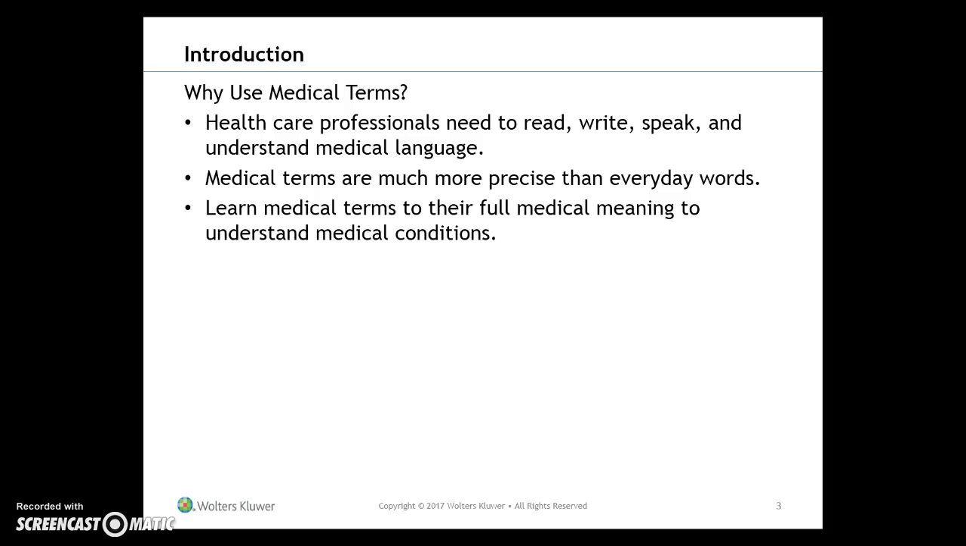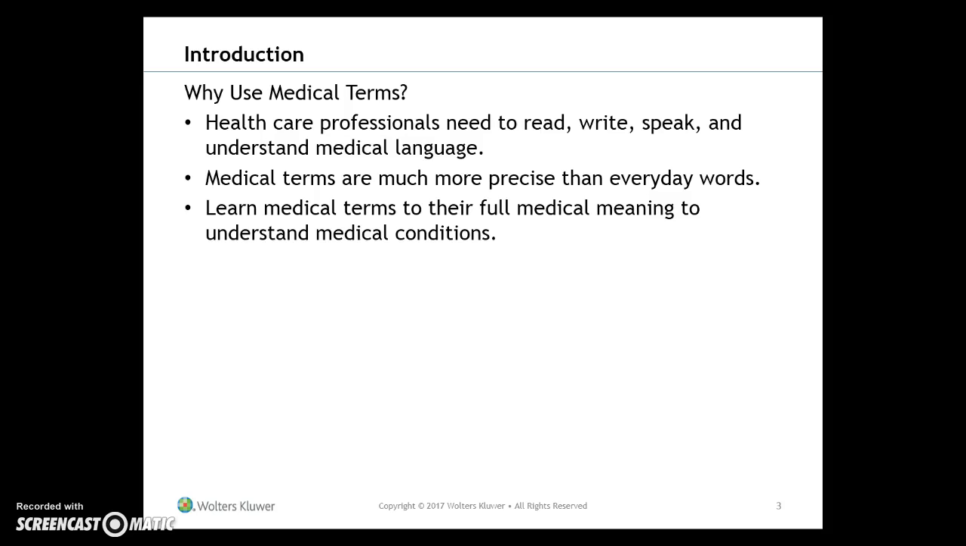It's important to use medical terms versus everyday language. You think, well, why can't someone just say, I've got a stomach ache instead of gastritis? And what you're going to find out is that medical terms are much more precise than everyday words. And what you might refer to as a stomach ache might be pain caused by gastritis, which is stomach inflammation.